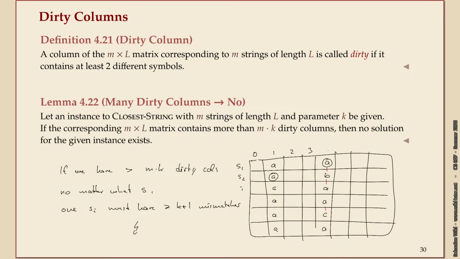On the other hand, if there are too many dirty columns, there's no chance to have a solution. And specifically, the cutoff is m times k. If we have more than m times k dirty columns, by pigeonhole principle, some string will differ from any possible consensus string on at least k plus 1 columns, and so wouldn't have Hamming distance at most k.